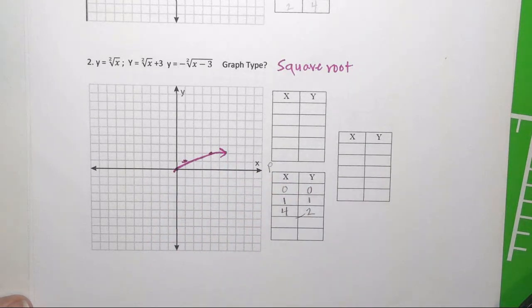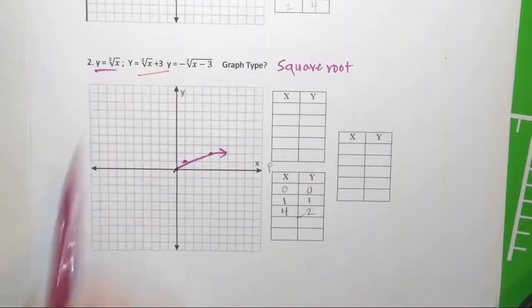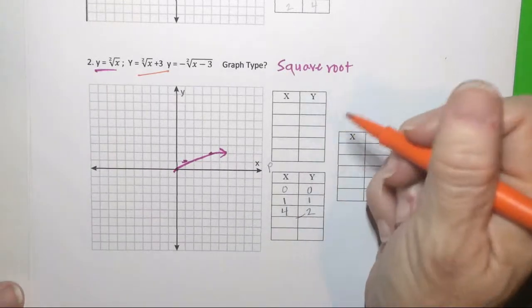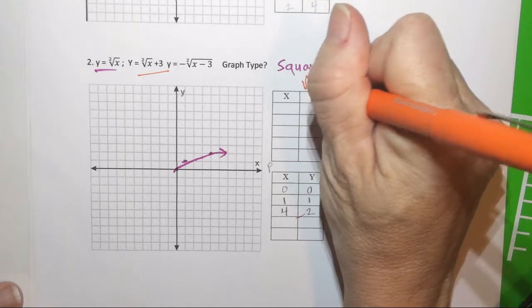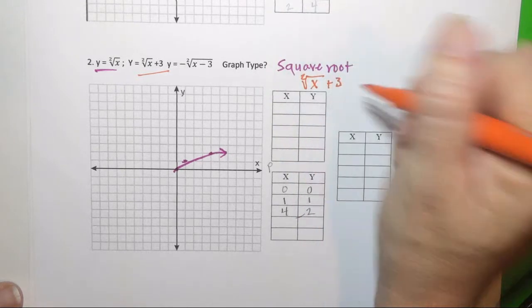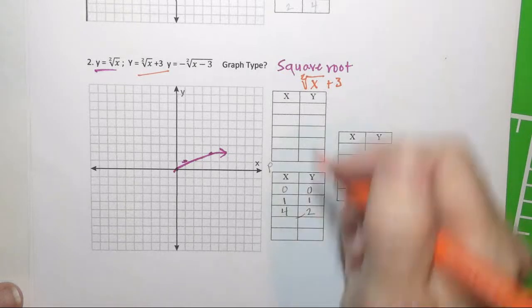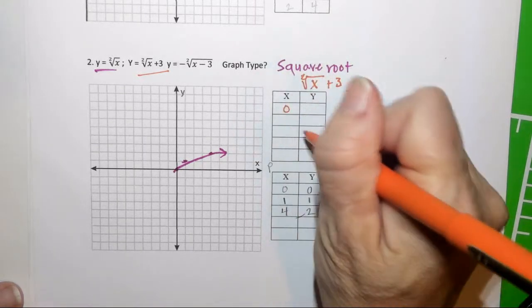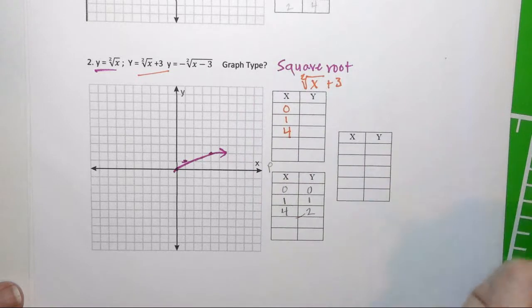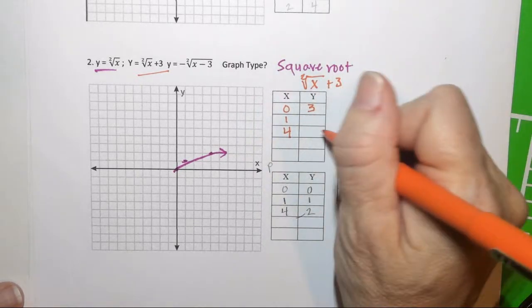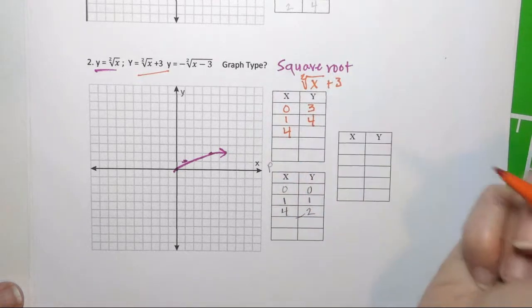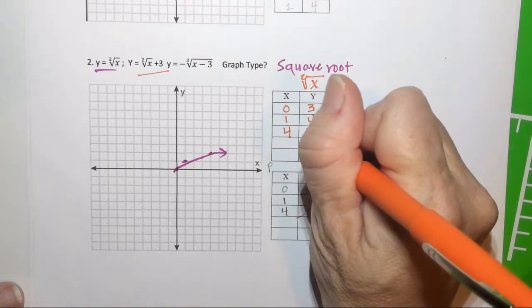And now let's look at our transformations on this one. So the first one is the square root of x, and then add 3 to that. So we're going to use our t-table here, square root of x, and then add 3. So we can use our same values on our t-table here. So the square root of 0 is 0, and then add 3. Square root of 1 is 1, plus 3 is 4. Square root of 4 is 2, plus 3 is 5.